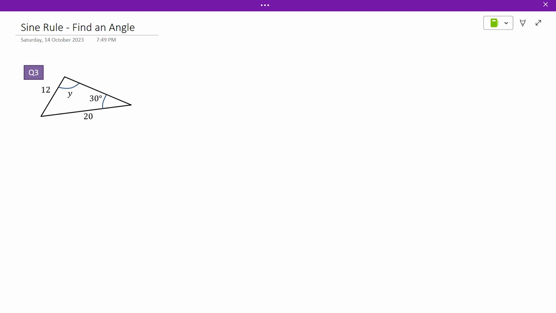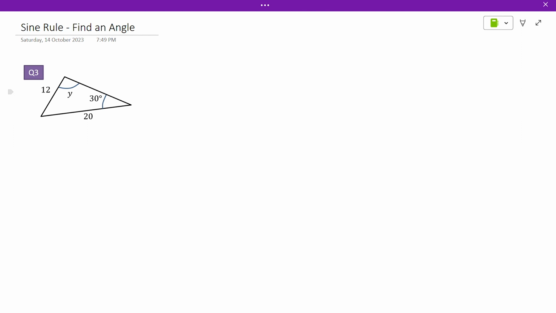Hi everyone, today we're going to be using the sine rule to find an angle. Okay, so I've got a triangle here and it's not a right angle triangle, that's why we're using the sine rule. And we're trying to work out this angle of y. So first step would be to label our points.